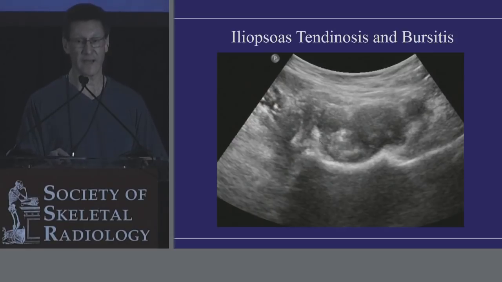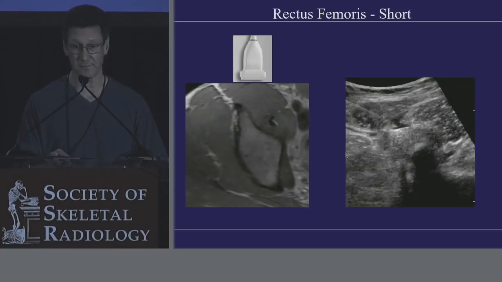This is just an example of abnormal. So this is iliopsoas tendinosis. Notice that it's not a uniformly bright echogenic structure anymore. It's heterogeneous. It's also enlarged, so that's tendinosis. And notice the distension of the bursa, which sits almost like a U or a comma around the tendon.